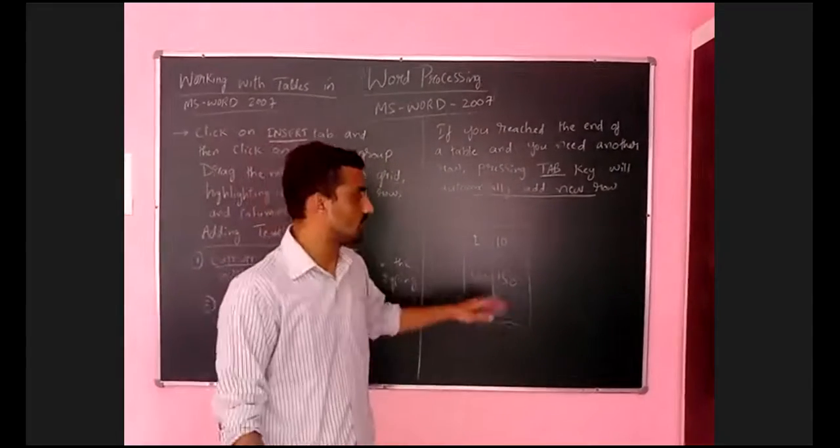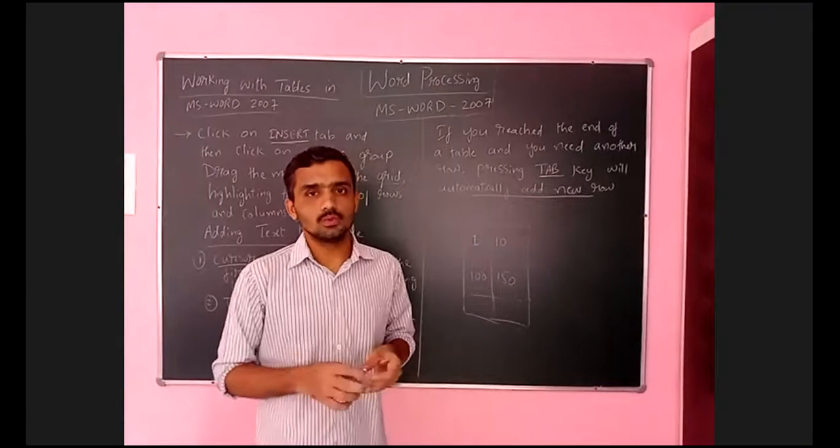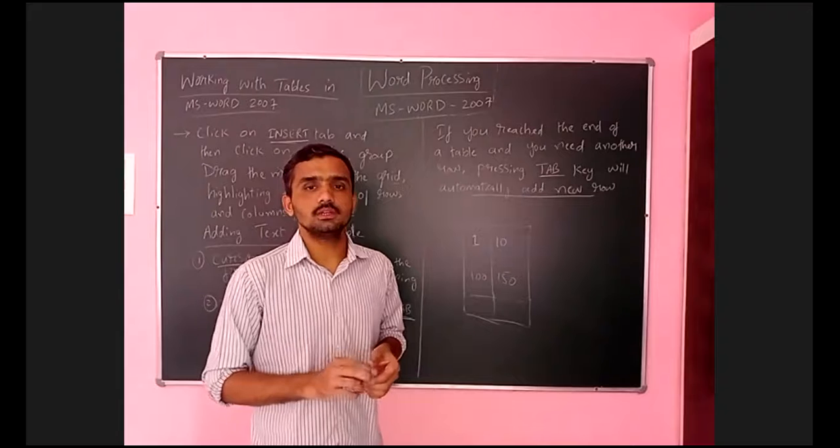With the help of mouse also we can do that. But this is the simple way. By pressing tab key, we will automatically add one row. Okay. So this we will see now practically. So how we can work with the tables. Okay.